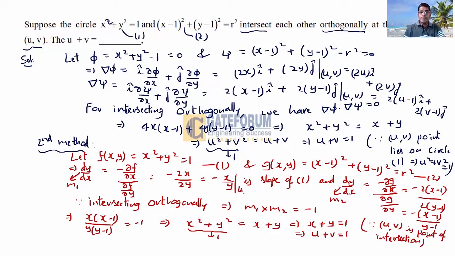Then right here, minus u by v. You can write here at (u, v). You'll be getting the slope minus of (u minus 1) divided by (v minus ...). Finally, you'll be getting it like this. So the answer is u plus v is equal to 1. This is the end of the question.